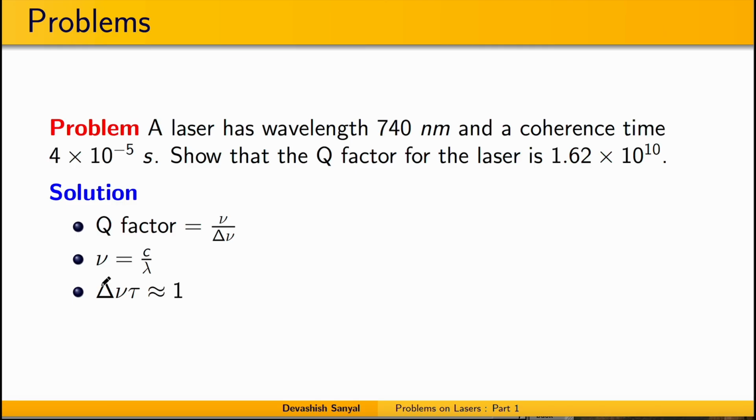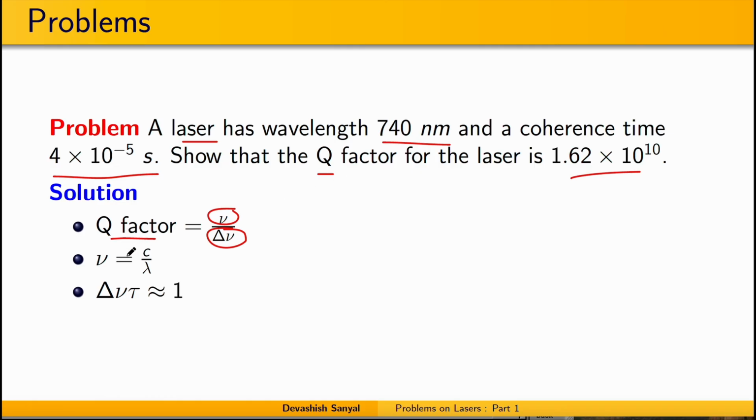Now you go to the, I think this is the penultimate problem. We have a laser of wavelength 740 nanometers and its coherence time is 4 into 10 to the power minus 5 seconds. Show that the Q factor for the laser is this. So Q factor is given by central frequency nu divided by delta nu, the spread or width of the frequency. So greater the width, lesser the quality factor, that is, the more energy is lost by the laser. So higher the Q factor, better the laser is.